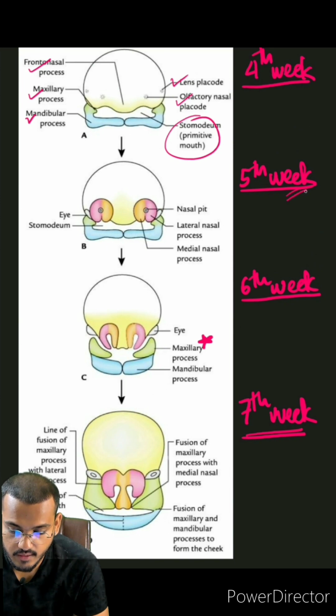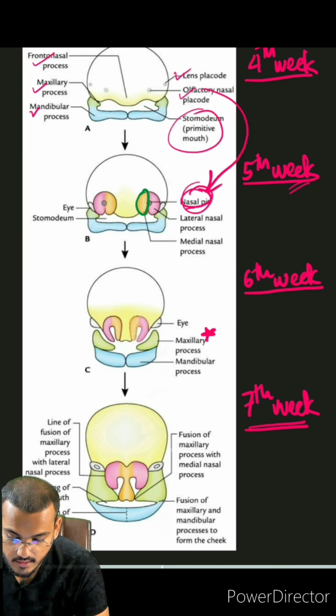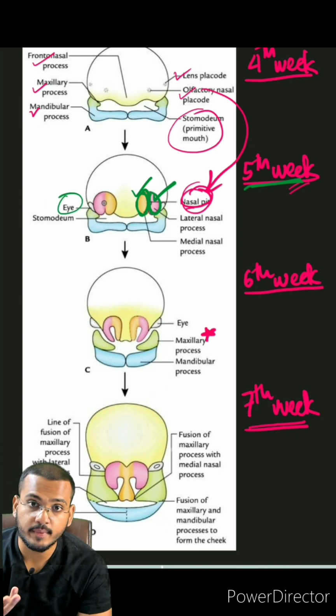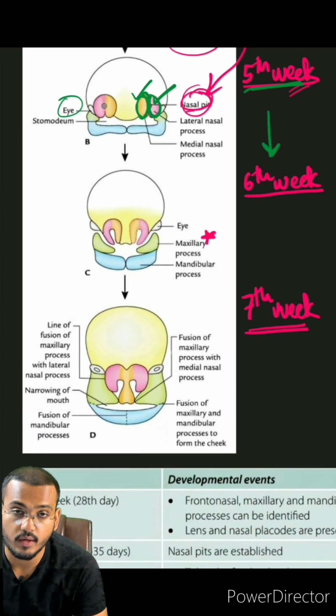Now moving on to the fifth week, there is a formation of the nasal pit in place of your olfactory nasal placode. And around nasal pit you will find two processes, which are your lateral nasal process and medial nasal process. This is your lateral nasal process, this is your medial nasal process. Now in this fifth week you will also see formation of the eye, primitive eye.